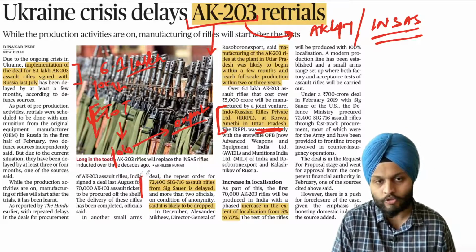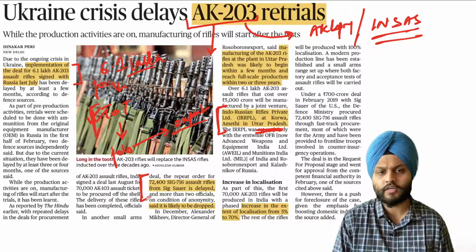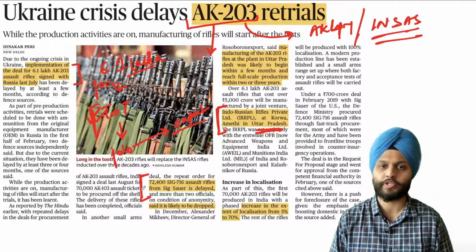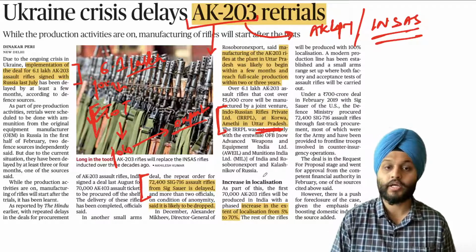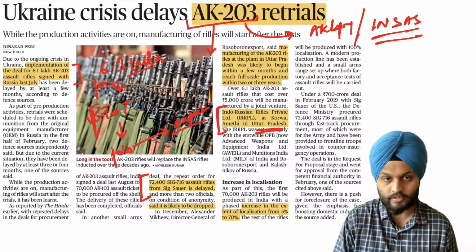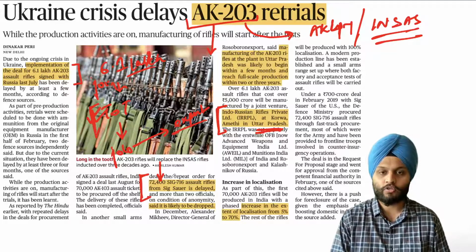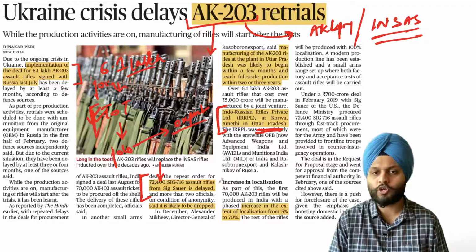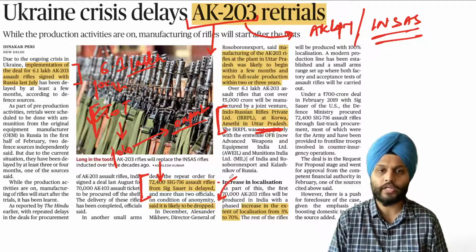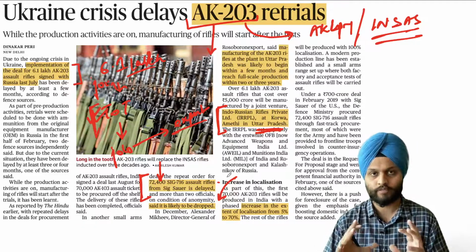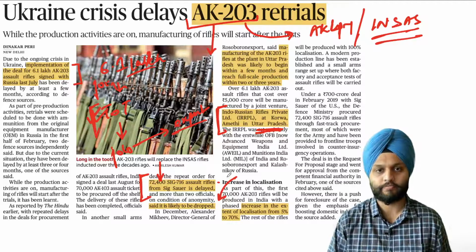Now, India was also in the process of getting the SIG-716, some rifle from the USA. This was to be imported, and this is about 72,400 rifles. So now this deal was going on, but it is being believed that this will be dropped in priority, giving priority to the issue of domestic manufacturing, right? So that is the idea.